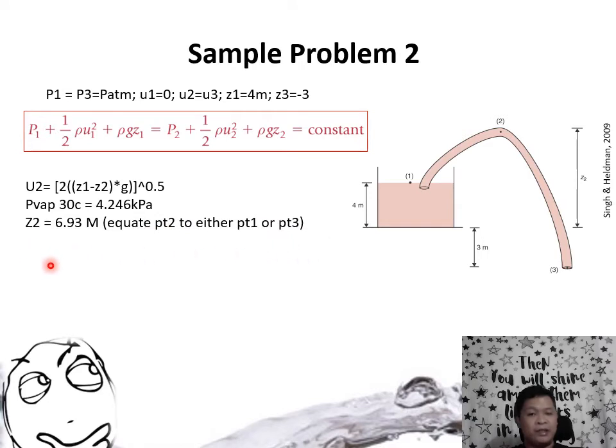you can now equate the Bernoulli equation at point 2 to either points 1 or point 3 so that you can get the unknown Z2 value, which should turn out to be 6.93 meters, which means this siphon setup will only work na 4 meters yung height ng fluid and then 3 meters below yung discharge kapag anywhere from here 4 to 6.93 meters yung maximum height ng siphon tube mo. Okay?